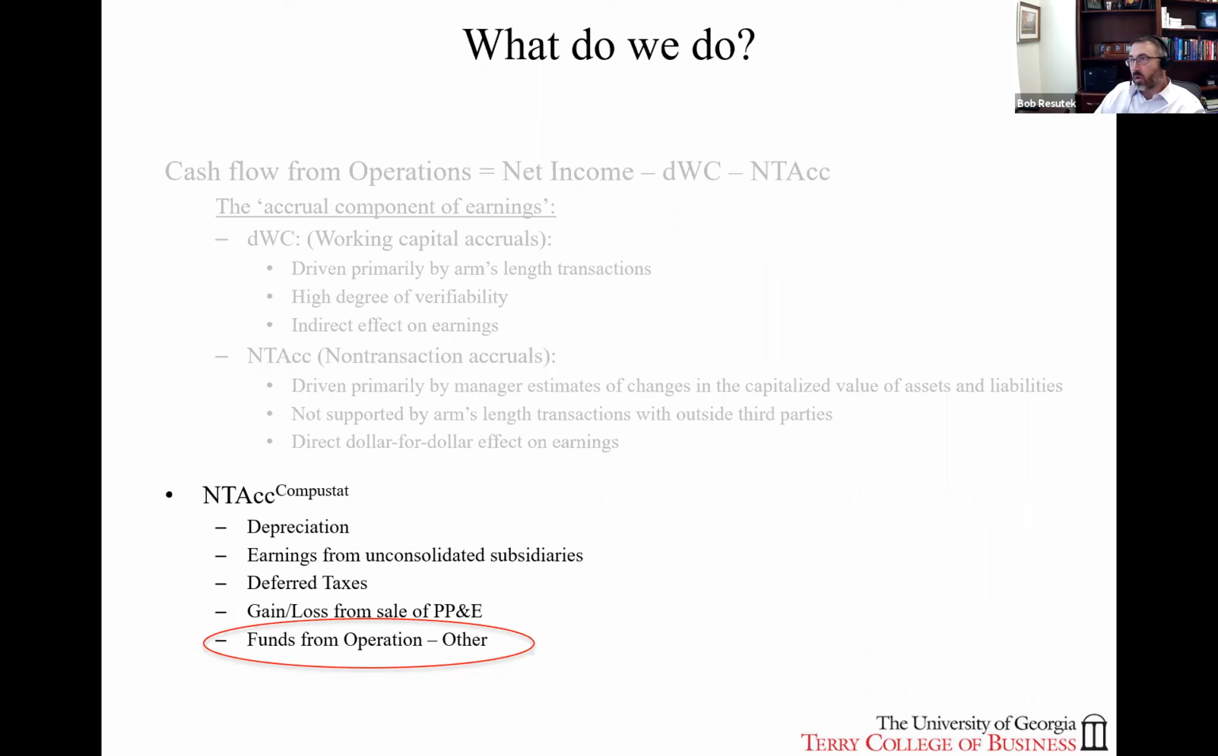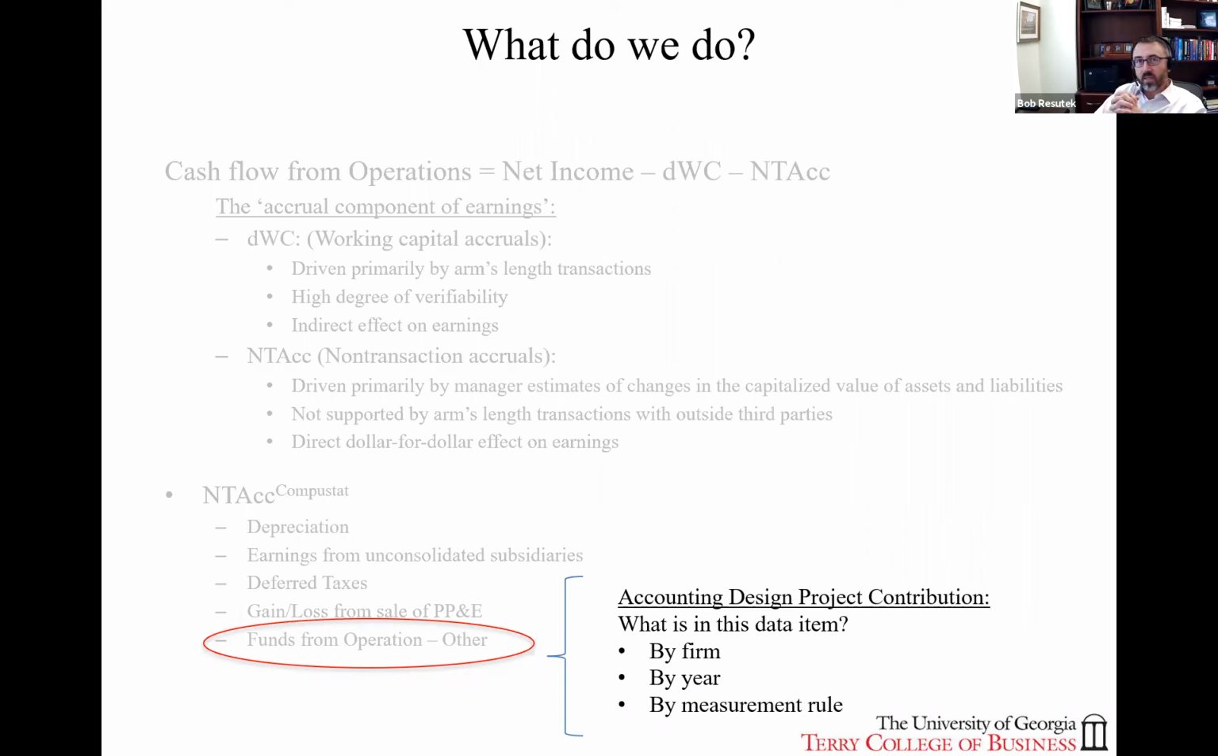But this is where, when firms report bad debt expense, inventory provisions, asset impairments, asset retirement obligations, pension adjustments, stock-based compensation, all the cool stuff that we teach our accounting students over 3, 4, 5, 6 classes is lumped into there. Not always, but often is the case. And so our contribution, at least as it relates to this ADP framework, is: what is in this data item? Can we map this out by firm, by year, by measurement rule? And if we can do so, do we change inferences? We hope this is going to help our accrual research, our accounting research.